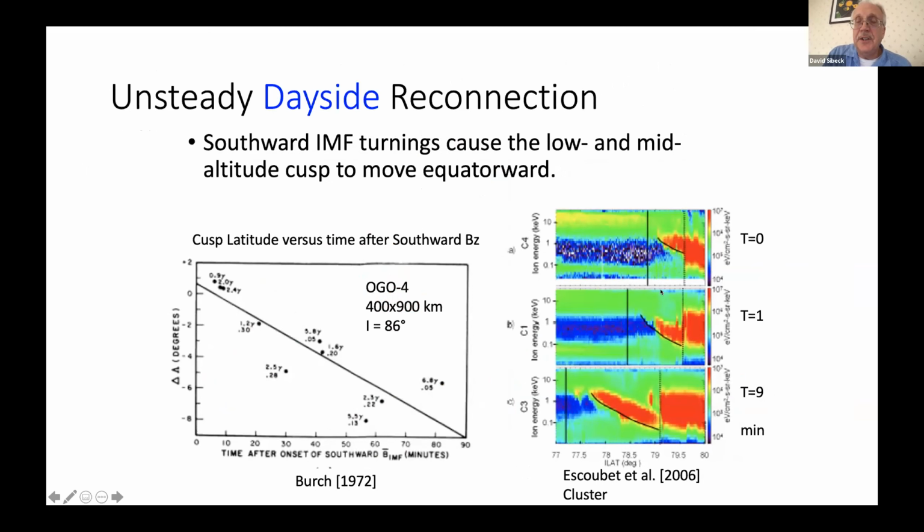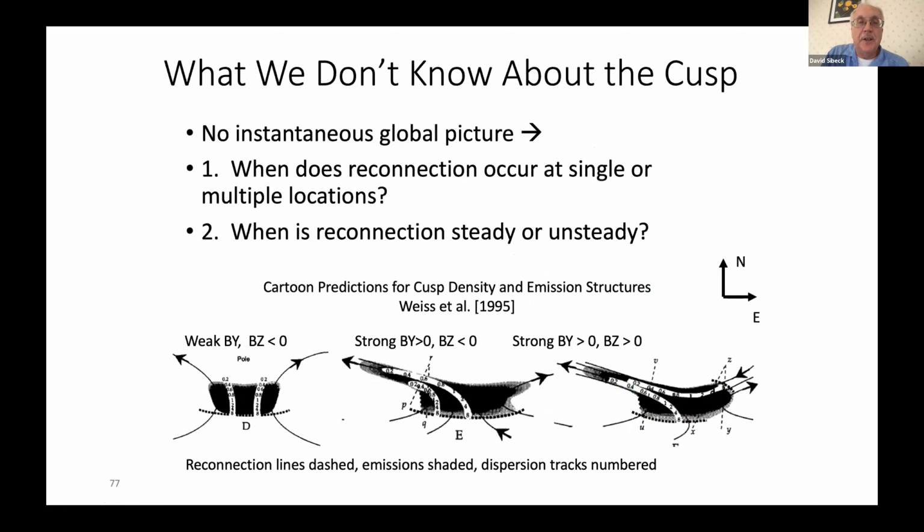Here are 3 Cluster spacecraft observations of the cusp at successive times. Clearly the cusp moved from high latitudes to low latitudes, so things change in the cusp as a function of time. They might also be spatial.